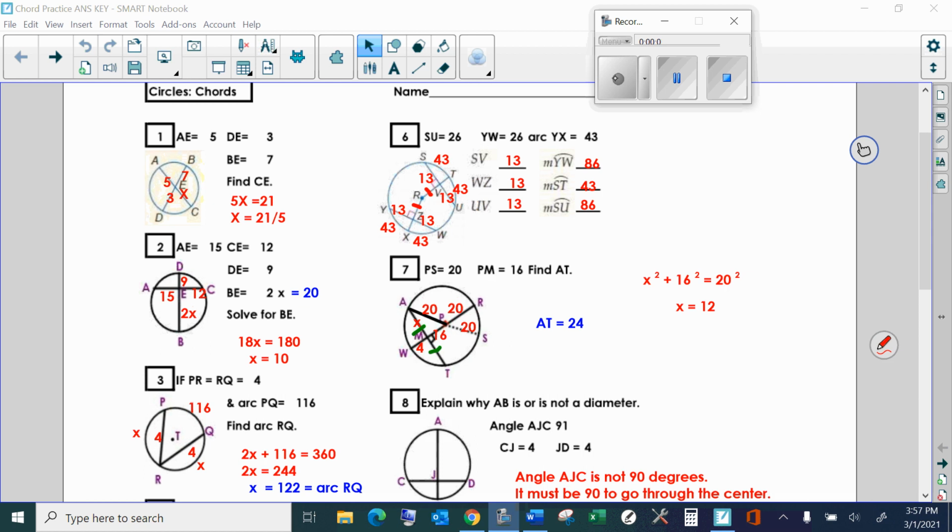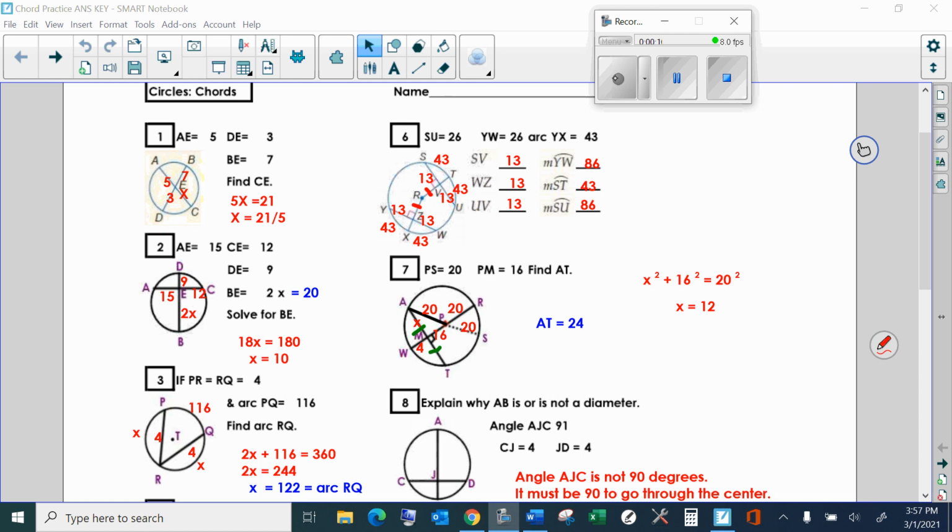Okay, so let's go over a practice chord assignment here. It'll be like yours, just different numbers. All right, so length of AE is 5, DE is 3, BE is 7. Find the length of CE.